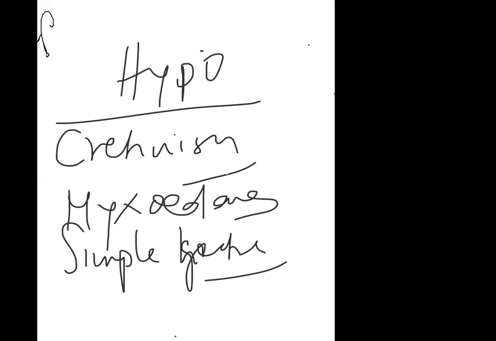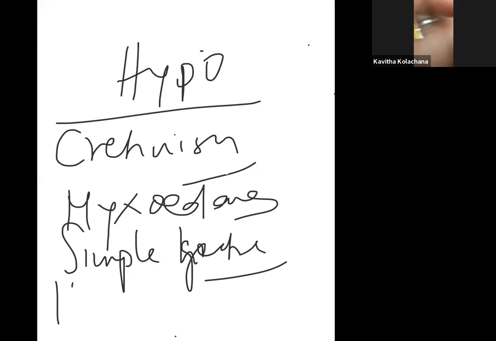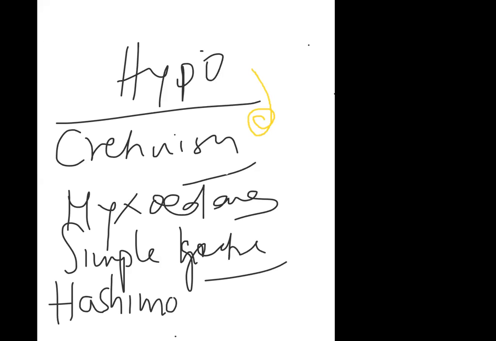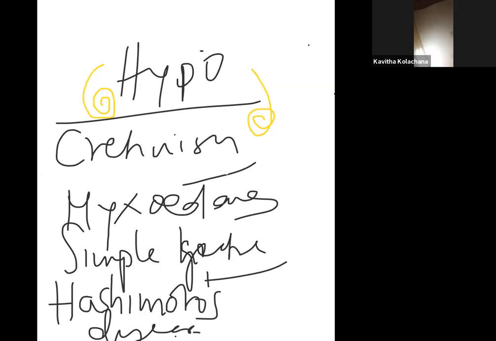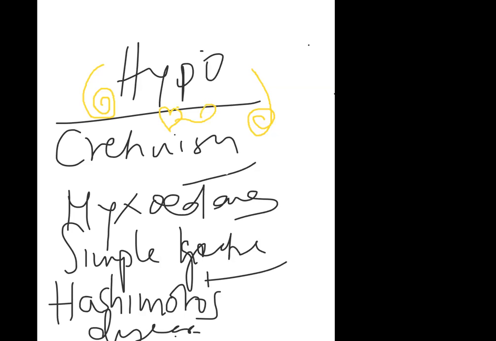Then what about Hashimoto's disease? Hashimoto disease is an autoimmune disease where the thyroid gland is destroyed by autoantibodies. What do you mean by an autoimmune disease, by the way? What is an autoimmune disease?